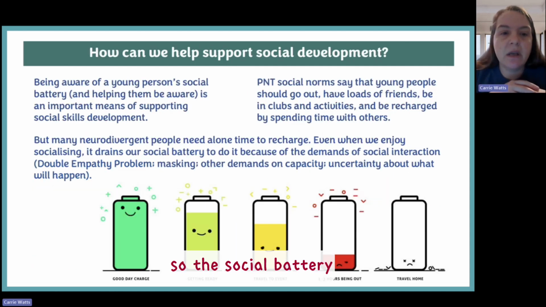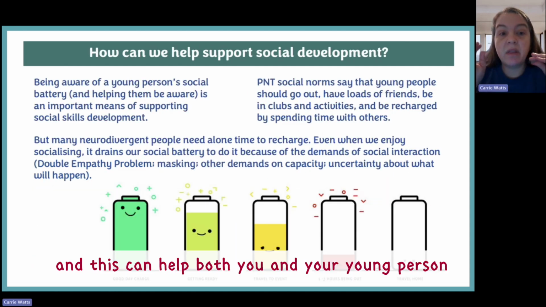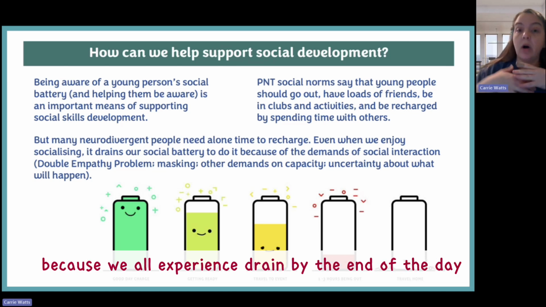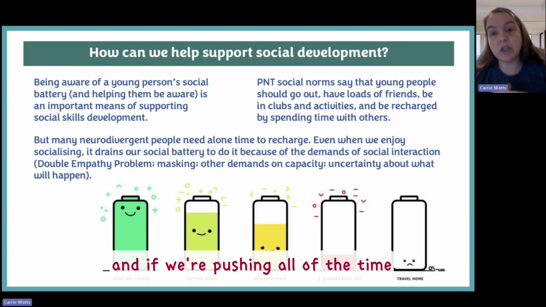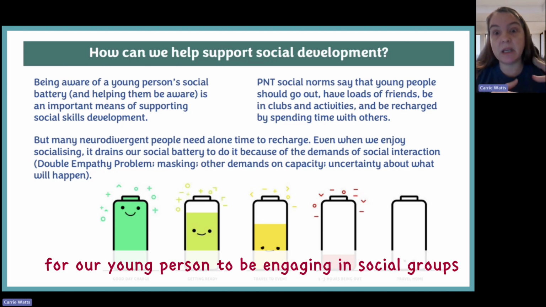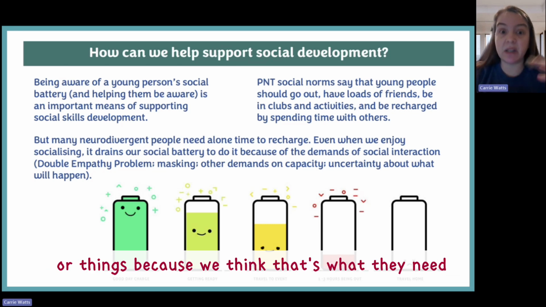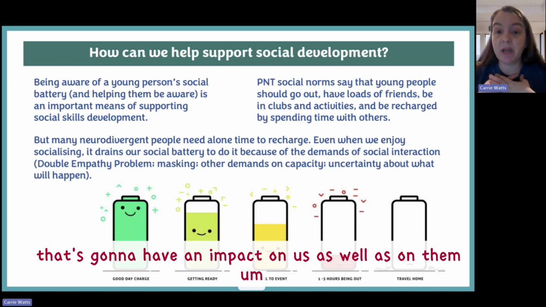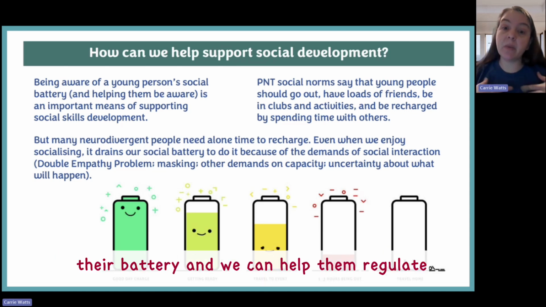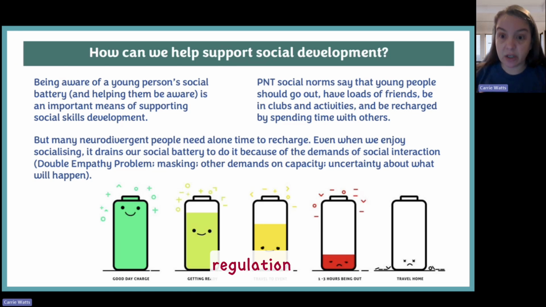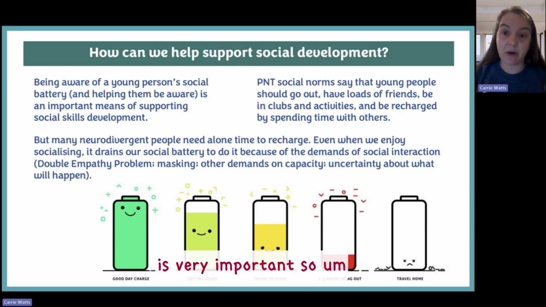So the social battery, and this can help both you and your young person because we all experience drain by the end of the day. It's just that different things tend to drain us. And if we're pushing all of the time for our young person to be engaging in social groups or things because we think that's what they need, that's going to have an impact on us as well as on them. So we need to know about our battery. We need them to know about their battery, and we can help them regulate. That co-regulation thing that we've talked about all the way through is very important.